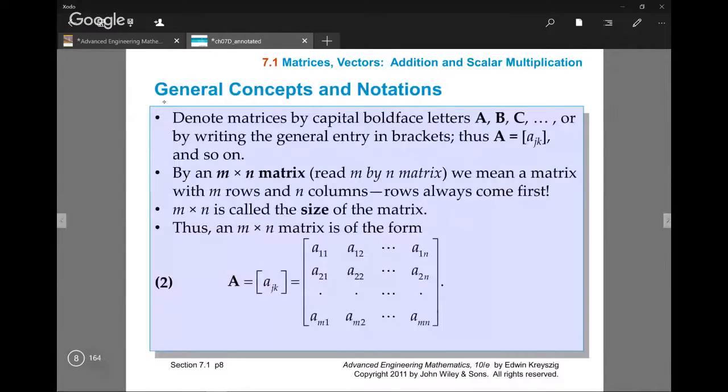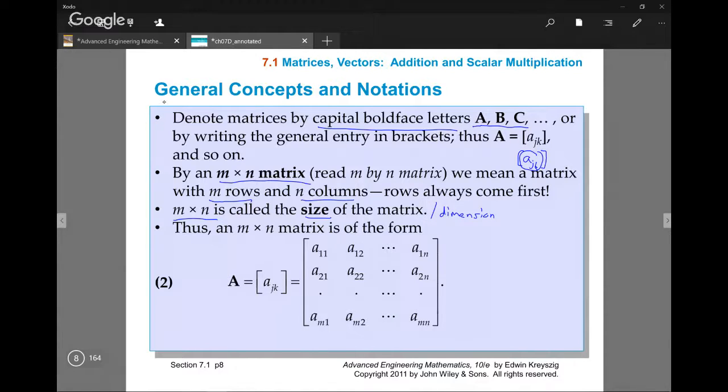Notation for matrices will be capital boldface letters, or you can write parentheses and write the elements within it. So A_JK, which means it's a collection of all elements of the form A_JK, written within parentheses. If I write an M by N matrix, then that means M rows, N columns. M by N is the size of the matrix, also called the dimension of the matrix.